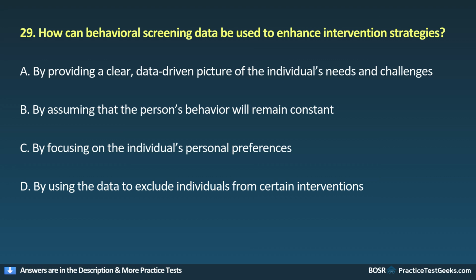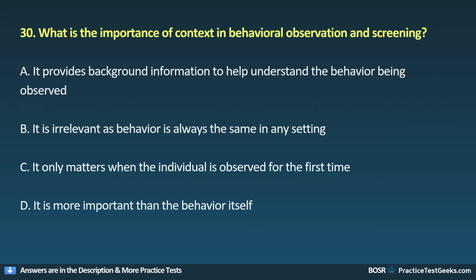A. By providing a clear, data-driven picture of the individual's needs and challenges. B. By assuming that the person's behavior will remain constant. C. By focusing on the individual's personal preferences. D. By using the data to exclude individuals from certain interventions. 30. What is the importance of context in behavioral observation and screening?